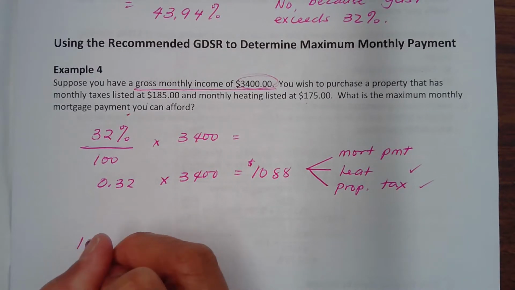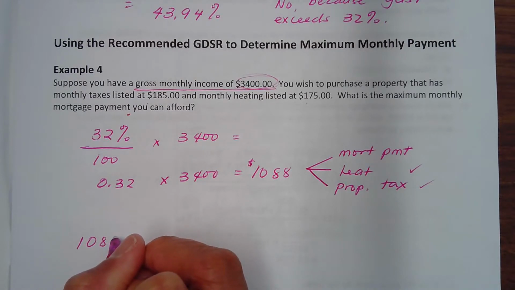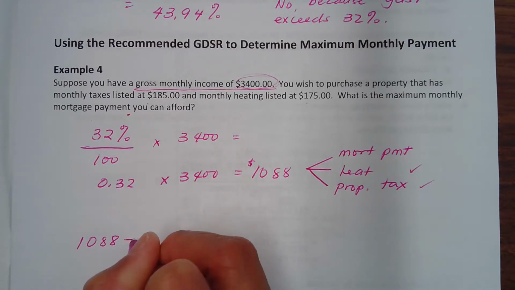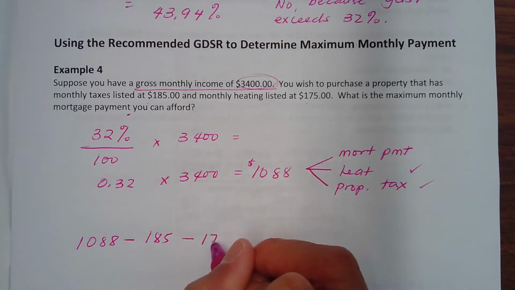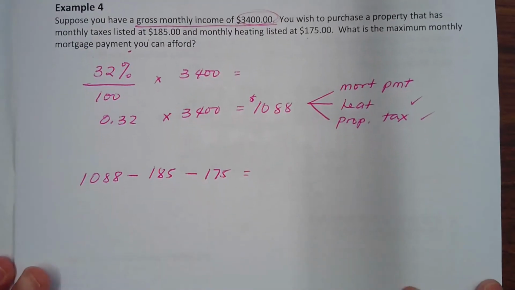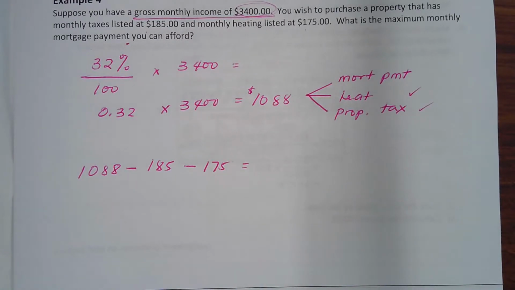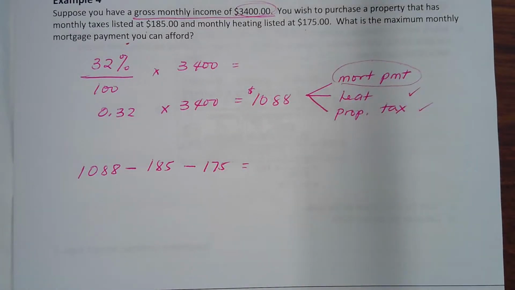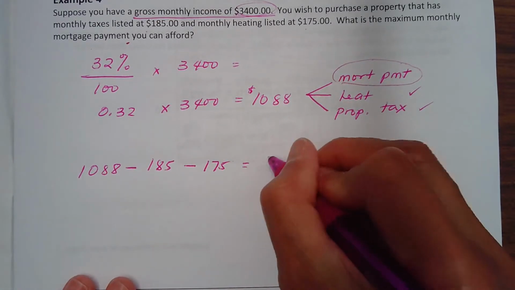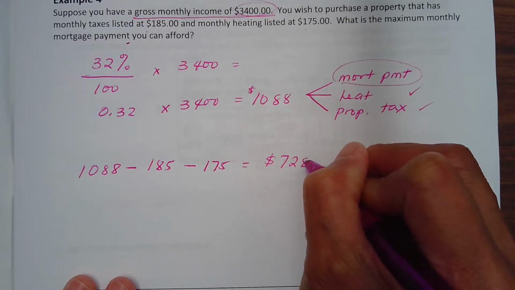So it's 1,088, subtract 185, subtract 175. Whatever is remaining is what's left for the mortgage payment. So 1,088 minus 185 minus 175 is $728.